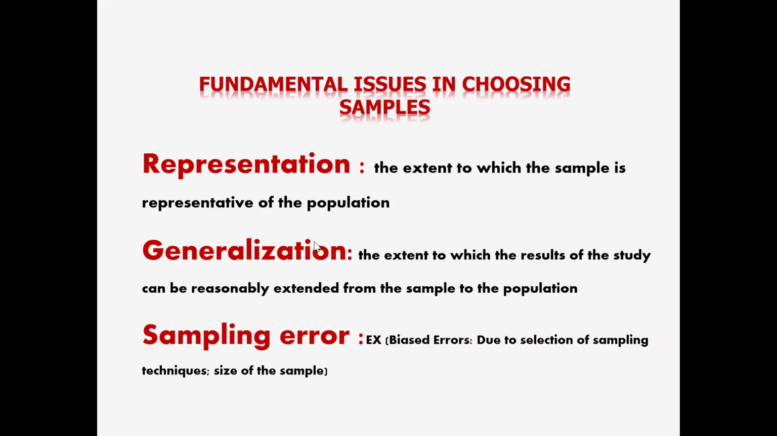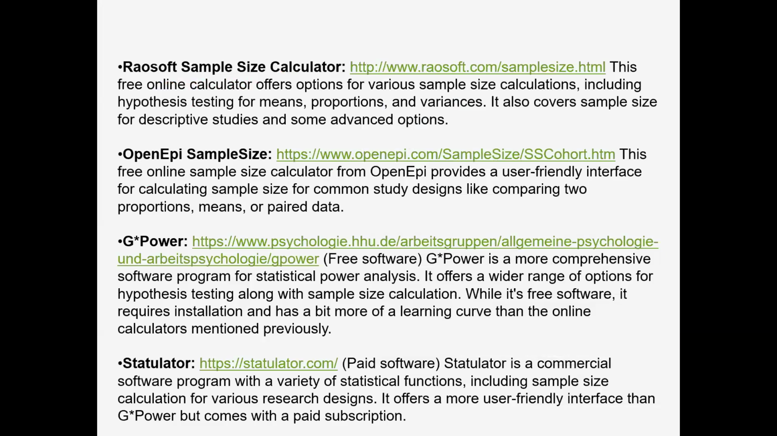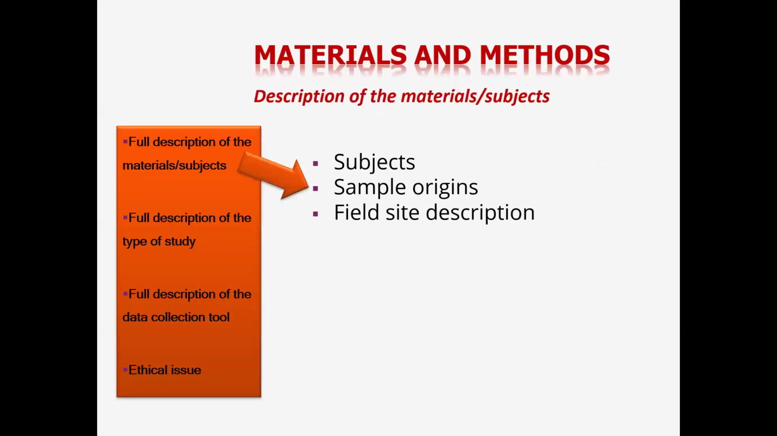So the conditions for choosing a sample: it should be representative, which is much better than the non-probability sample. It should allow generalization, which means that I can generalize my result to the whole population, and we should avoid sampling error. And there are many formulas for calculating the sample size, and you can use many websites to calculate your sample, like the OpenEpi sample or G-Power or anything. And also you can use AI to calculate the sample size.